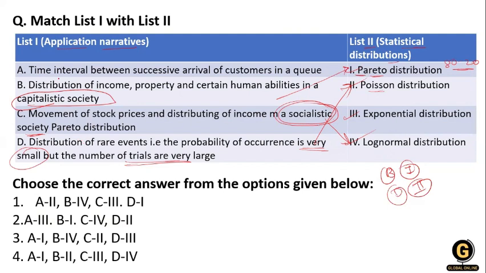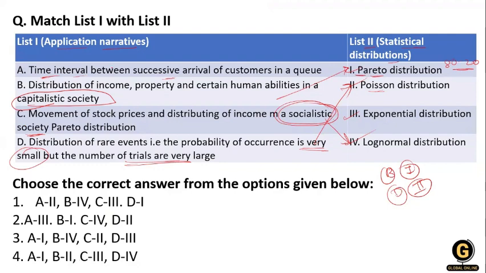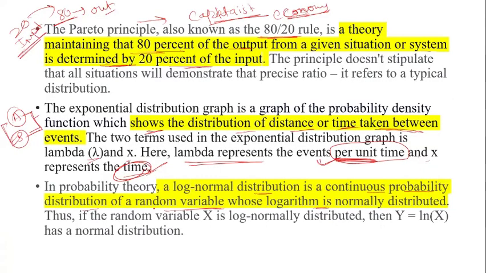Next one, that is the time interval. The time interval is nothing but, in the exponential distribution, we see that there is an A and B event, and the time interval between these events. So this is the time interval between the successive arrival of customers in a queue. So A has the third one, B has 1, C has 4, and D has 2. So option number 2 is the right answer for this question. Hope you understand every concept behind these questions. Clear it and keep it in your mind.